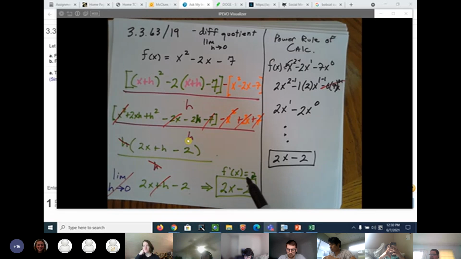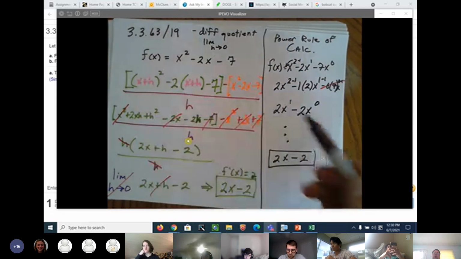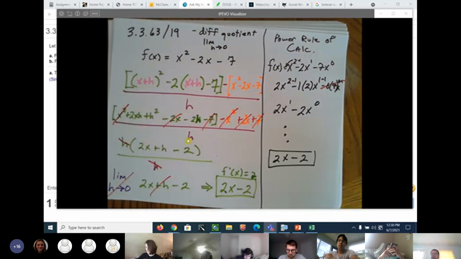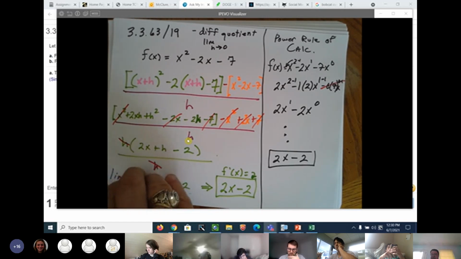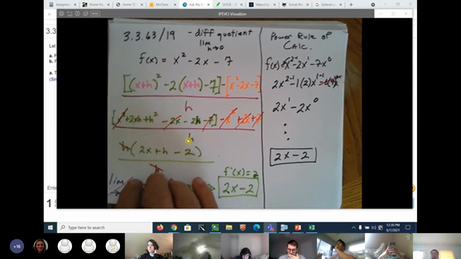80% of your test is going to come from either the difference quotient or the power rule, product rule, quotient rule, or chain rule. I just want everybody to understand that. And the difference quotient is going to make up the 20%. Some of these questions are just ridiculous.